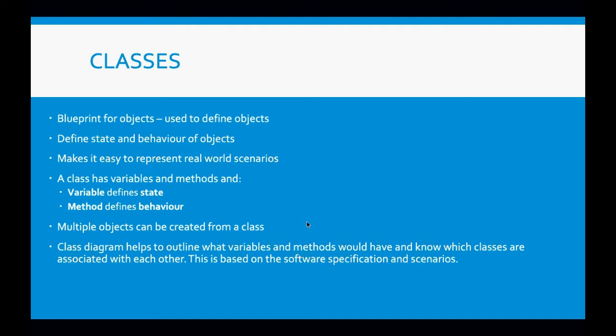And a class has variables and methods that we just looked into. So your variables define the state of your class. It holds the data for your class, and your method defines the behavior. So this is what you want your objects to do. And you can create multiple objects from a class. A class can be defined once, and from that class you can create thousands of objects that do different things. So this is the main benefit of class. You can create a class once, and the class can give birth to different objects, basically.